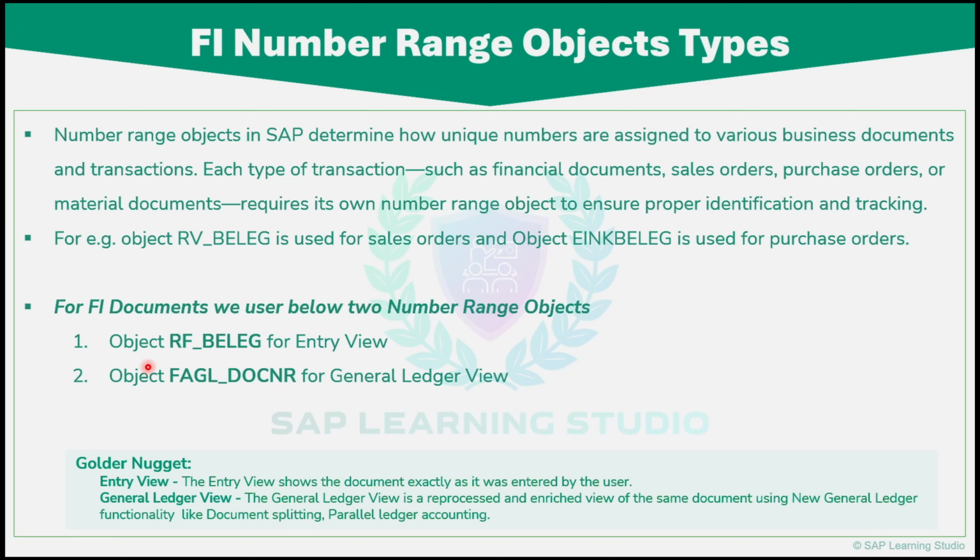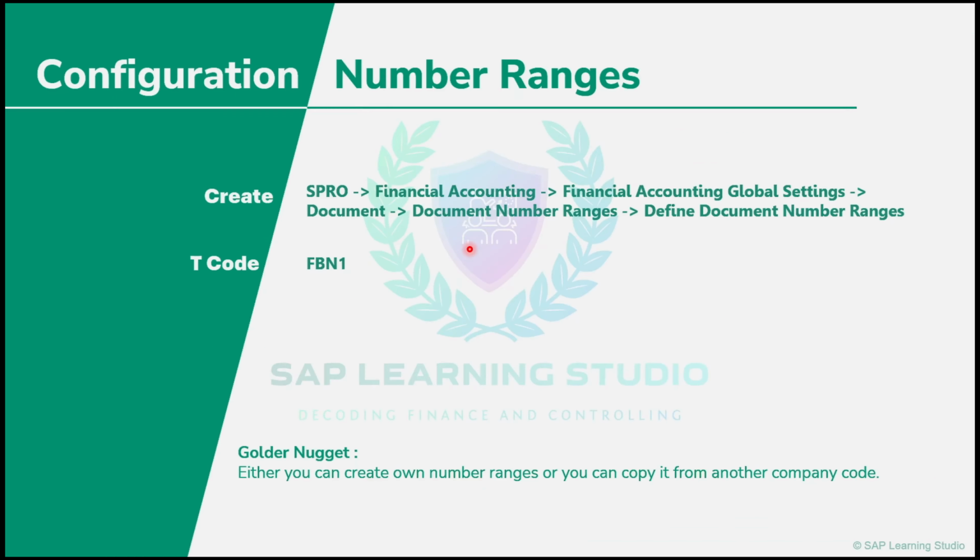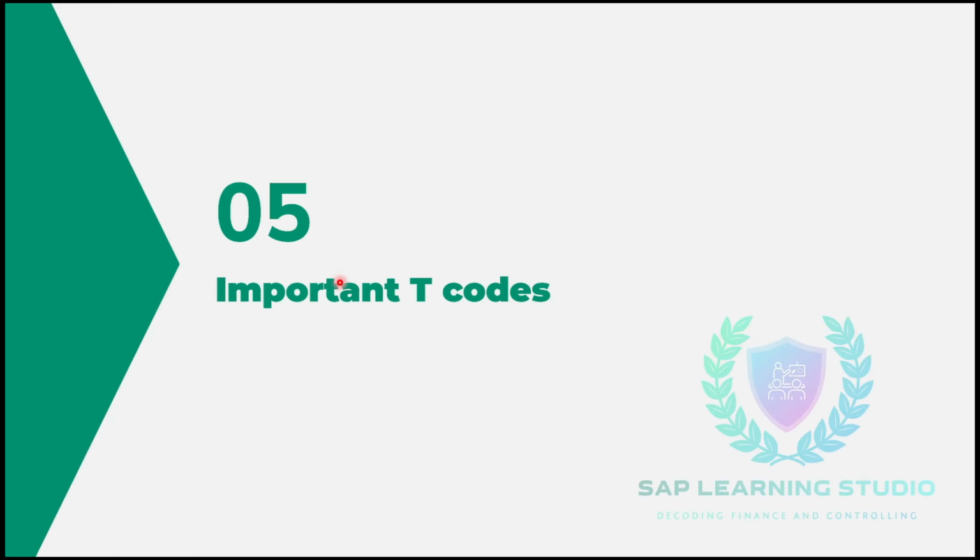Number range objects. There are two objects which are used while we post a financial document. RFBELEG is the object when we post a document into all the ledgers, and FAGL_DOCNR is the object when we post a document into a specific ledger. This is the SPRO path to define the document number ranges. For the entry view, the T code is FBN1.